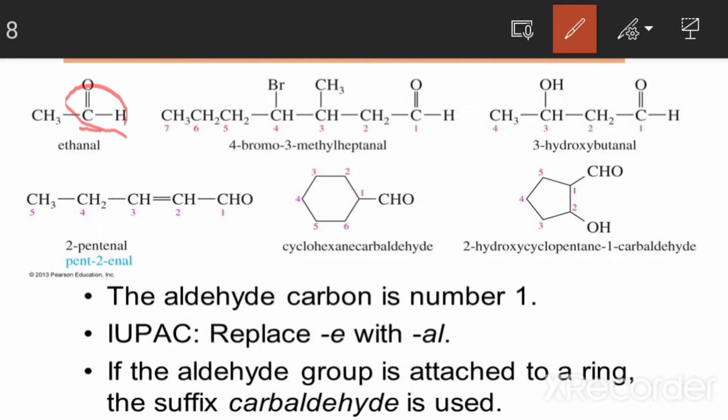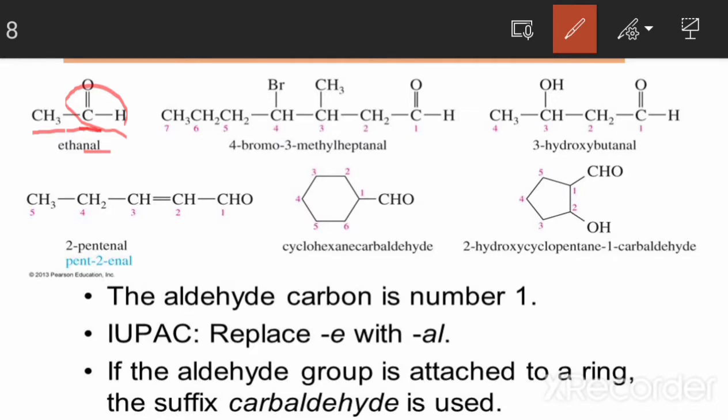And the other rule is the IUPAC name replaces the last e with al. So as you can see, if this compound consists of two carbons, it will be named as ethane, and the last e will be replaced with al, so it will be named as ethanal.